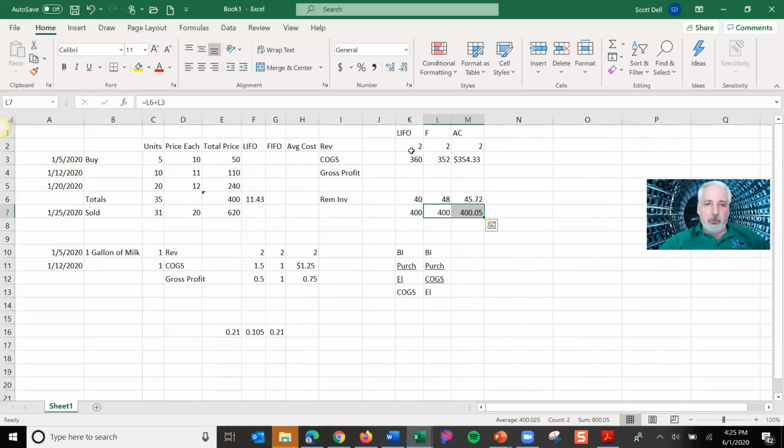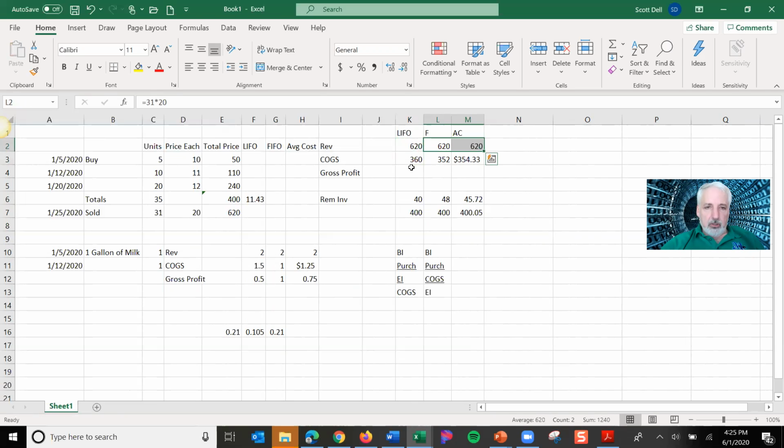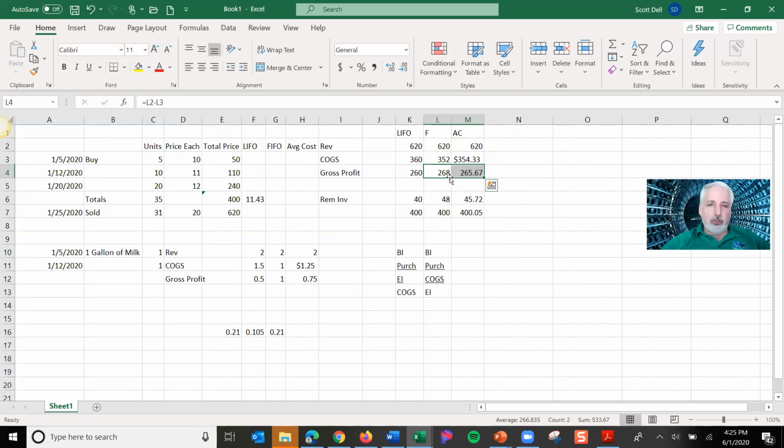Okay, so what's our gross profit? Well, if I sold how many units? I sold 31 units times the selling price per unit, $20. I'm going to go ahead and calculate my gross profit. And we've got 260 versus 268. So what's $8 out of 260? Maybe 2% difference. And average cost is always, forevermore, going to fall in the middle.